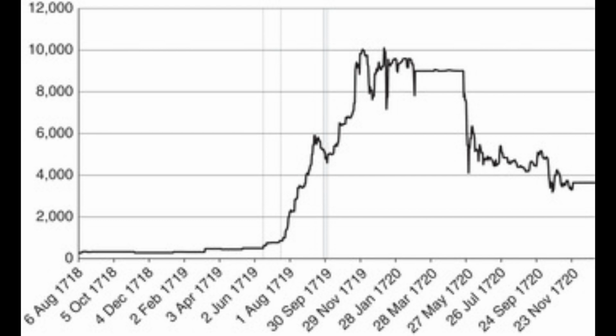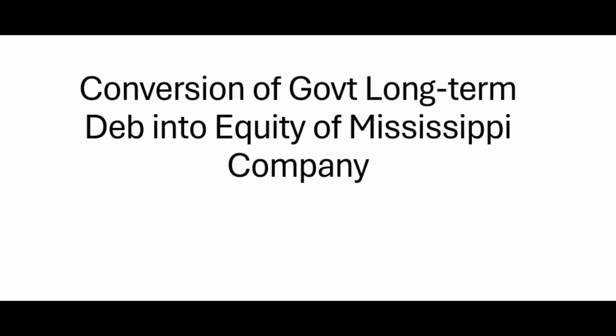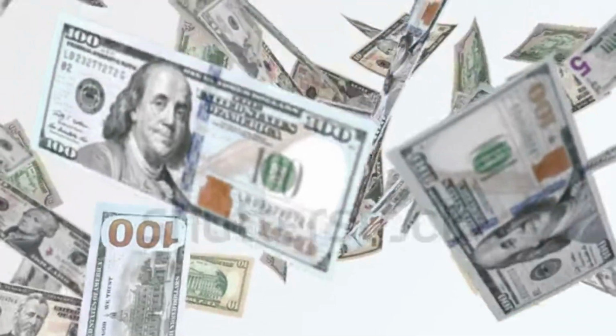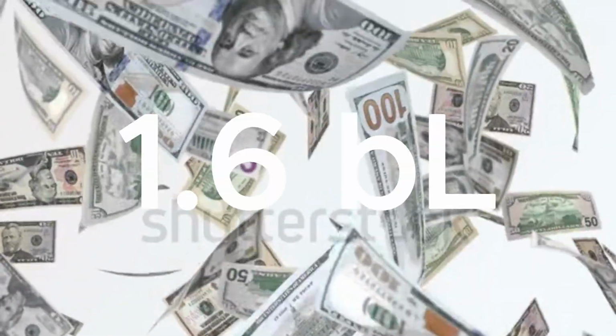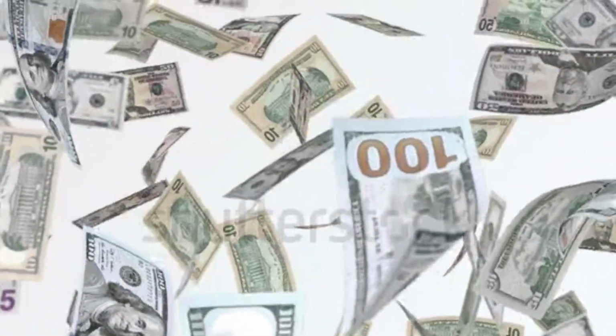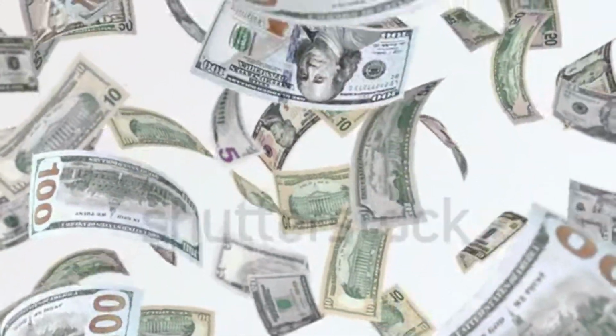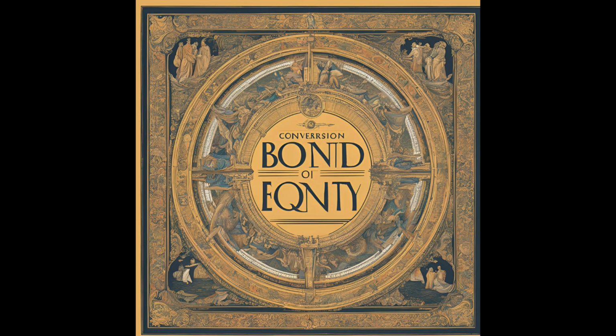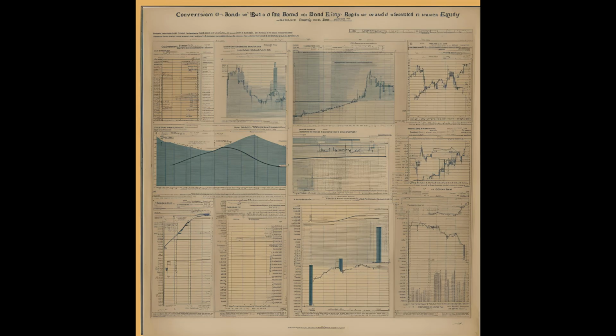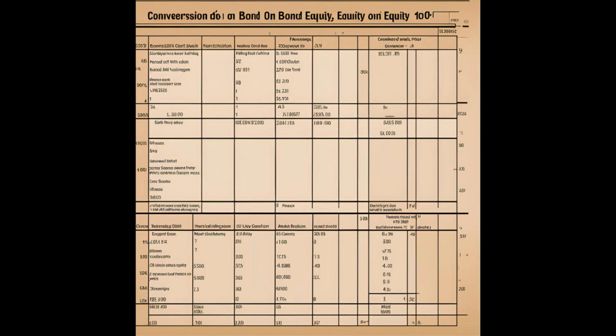The most ambitious part of Law's plan came in August 1719 when he undertook the conversion of France's long-term national debt into equity in the Mississippi Company. France's debt at the time amounted to a staggering 1.6 billion livres, and Law proposed that holders of government bonds exchange their debt for shares in the Mississippi Company. This conversion offered bondholders the opportunity to switch from fixed-income securities, which provided a stable but modest return, to equity in a company promising higher dividends and potential capital gains.